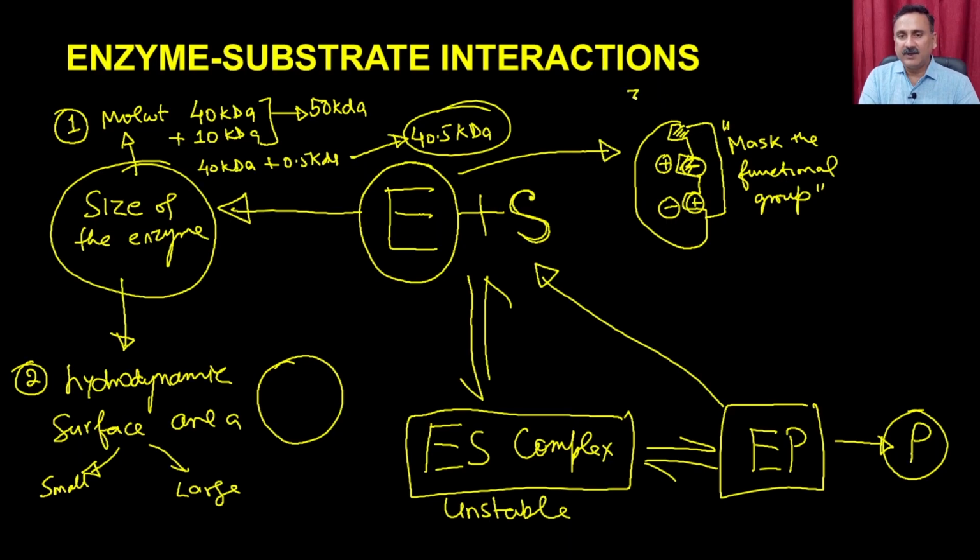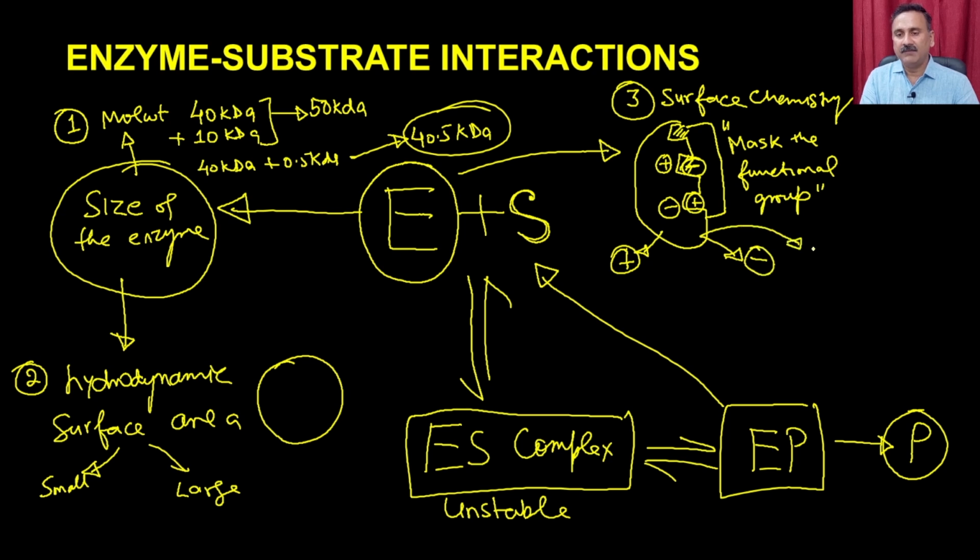So the third modification is that it is actually going to change the surface chemistry of the enzyme, and that could be in terms of bringing additional positive charge. It can also bring additional negative charges. It can bring hydrophobic groups, right? Because now what you see here is that this is an enzyme. Earlier it was having positive groups and negative groups.